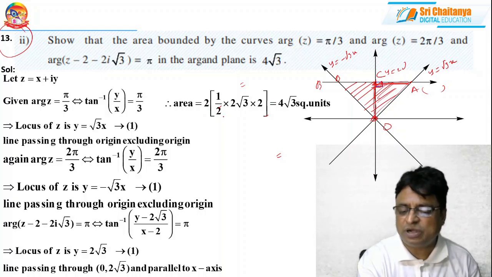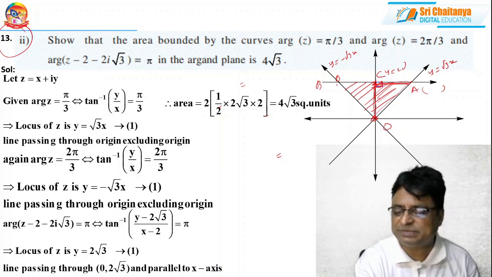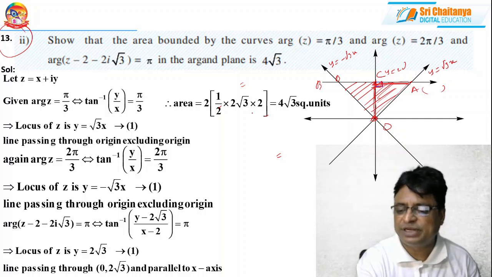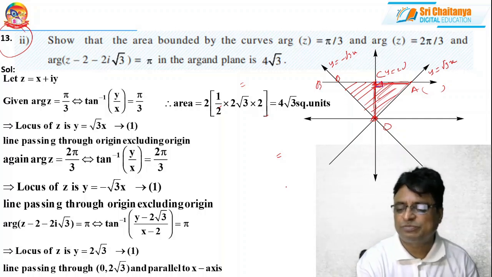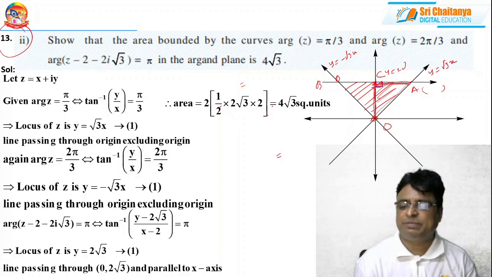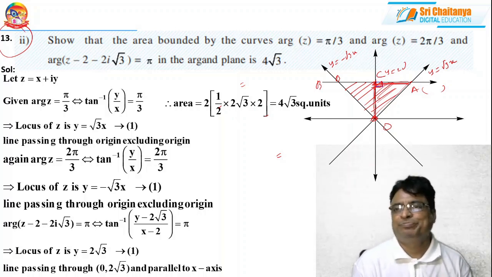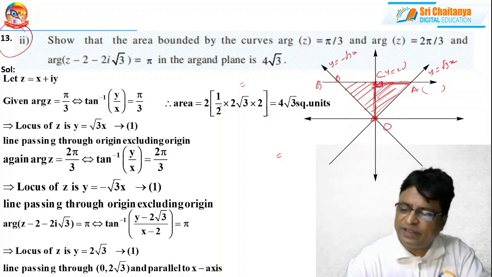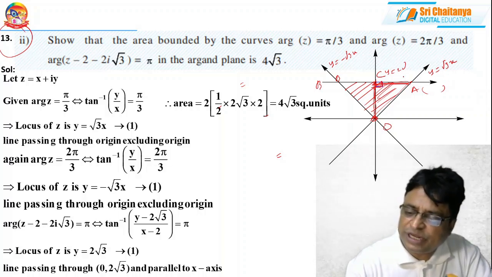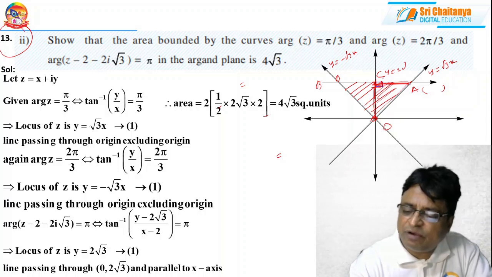So, 2 into half into base. Base is what? This is base. Total is 2 root 3 into height. Half base into height, you multiply. You will get the answer as what? 4. Simple. Only thing is you solve. This is y is equal to root 3x and this is what? Y equal to 2 root 3.